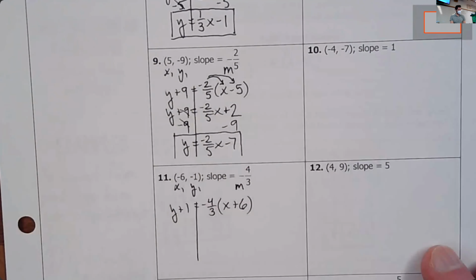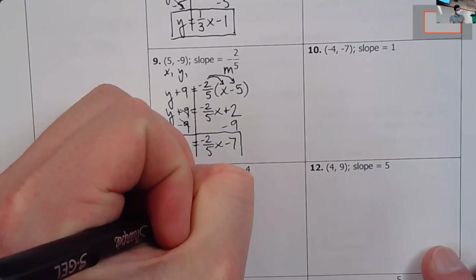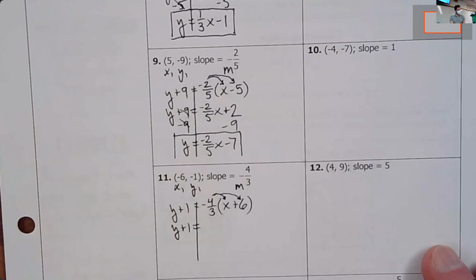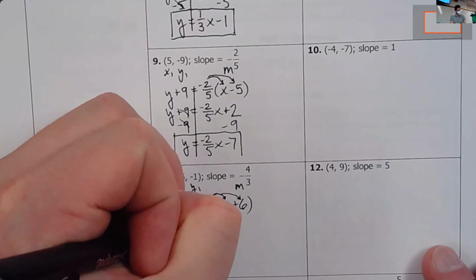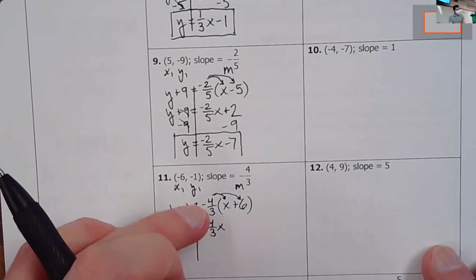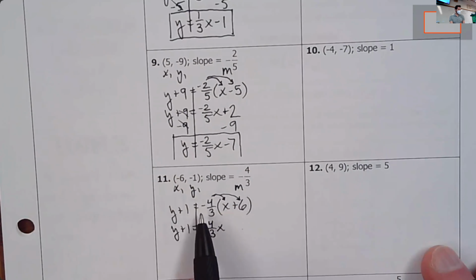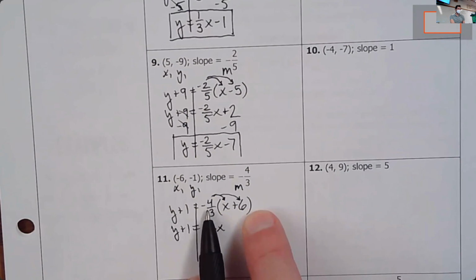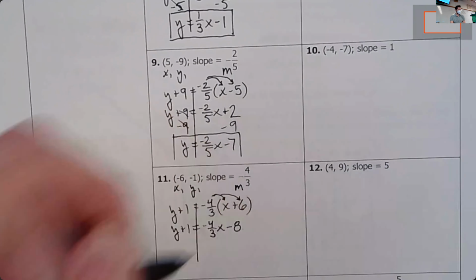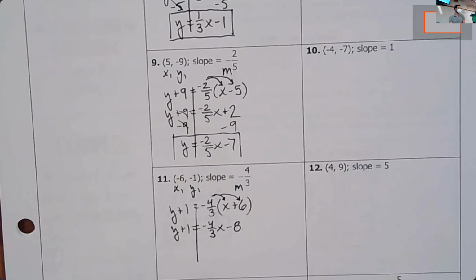All right, from there, we start our algebra. So we're going to distribute negative 4/3 first. The left side stays the same, y plus 1. Negative 4/3 times x, just put the x right next to the fraction, negative 4 over 3x. Negative 4 over 3 times 6. We're going to take our negative 4, multiply it by the whole number, 6. Negative 4 times 6 is negative 24. And then we divide that number by the denominator. Negative 24 divided by 3 is negative 8. So that's negative 4 over 3x minus 8.